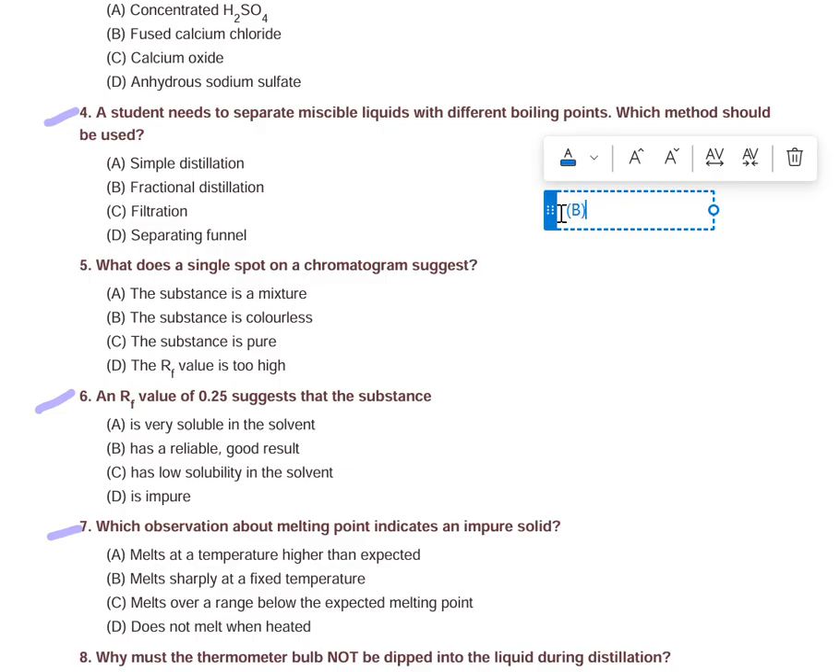If I use simple distillation, simple distillation will usually mean separating a liquid from a non-volatile solute, not two miscible liquids. C is not it because filtration separates an insoluble solid from a liquid, which is completely the wrong method here. D is not it because a separating funnel will usually mean immiscible liquids only. So we cancel everything out, it's B.